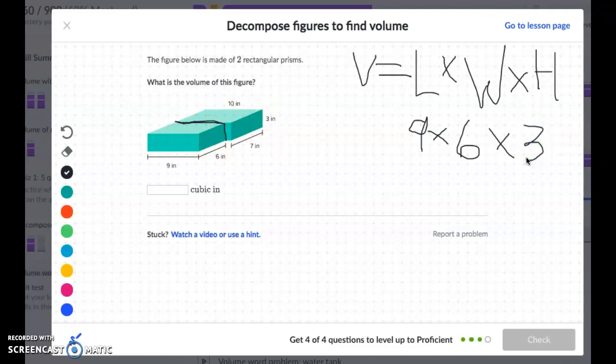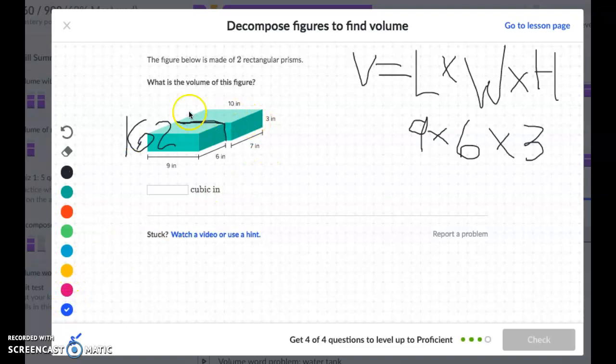So for the first figure, I'm going to do 9 times 6, which is 54, and then I have to multiply 54 by 3. So 54 times 3, you may have to work that out, and that's okay. 54 times 3 is 162. And if you had to write that out on the side, that would be totally fine.